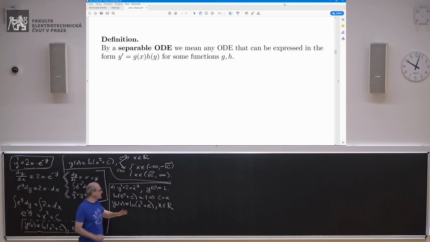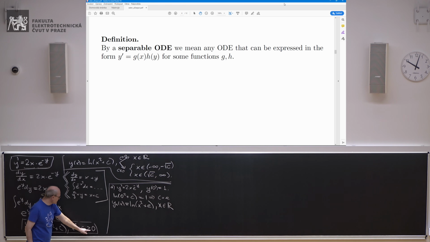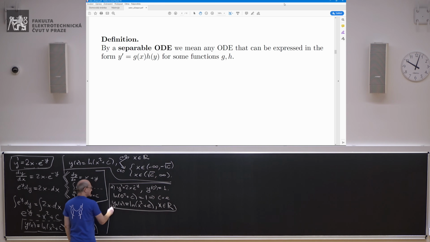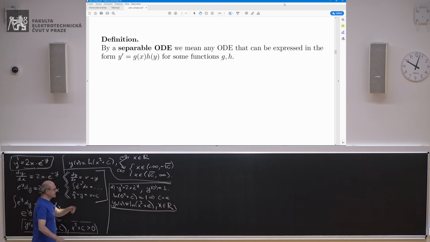But as I said, usually we do not worry about this general analysis, so normally I would find a general solution, write the condition like that, and then I would say, okay, x squared plus e should be positive. Well, this is true always. I have my solution. That was easy. Let's try it again.